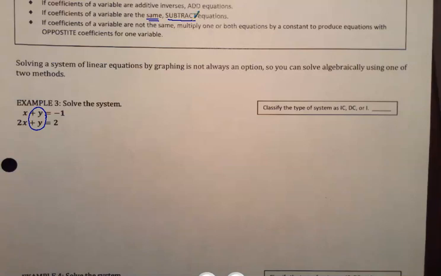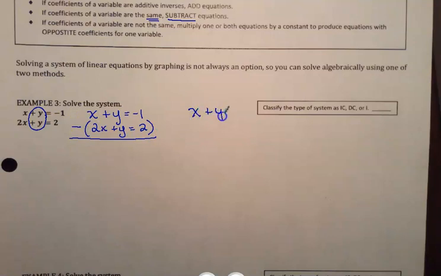So I'm going to take, and it doesn't matter which one you do, quite honestly. So we can take x plus y equals -1, and we're going to subtract 2x plus y equals 2. Now, this can get a little confusing for people to do the subtraction. So if you would rather distribute this negative sign, you have x plus y equals -1, and this is going to be -2x, negative times a y is -y, equals a negative times 2 is -2.